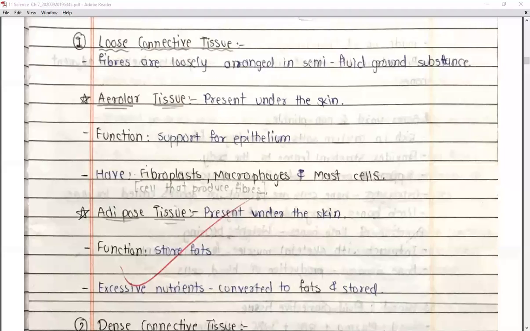The areolar tissue is present under the skin, and the function of the areolar tissue is to support the epithelium, right? So the epithelial cells are being supported by specialized tissue which is known as areolar tissue. They have fibroblasts, macrophages, and mast cells. These are the three types of cells. The fibroblasts produce the fibers, right? The macrophages fight against antigens, that is foreign particles which are harmful to your body, as well as the mast cells. These mast cells are helpful in allergic reactions, right? So this is about the first type of loose connective tissue, that is areolar tissue.